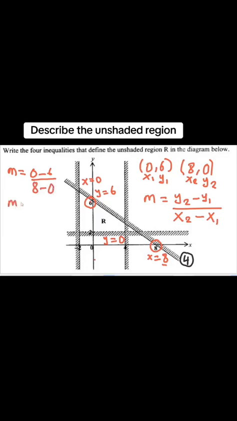So we continue. Gradient is equal to 0 minus 6, you'll get a negative 6 over 8 minus 0, you'll get 8. So m equal to, we look for the highest common factor of 6 and 8. And this highest common factor is a 2. We say 2 into 8, it's a 4. 2 into 6, it's a 3. So we're going to have negative 3 over 4. So this is our gradient. So after finding our gradient, now we can find the equation of this same straight line.